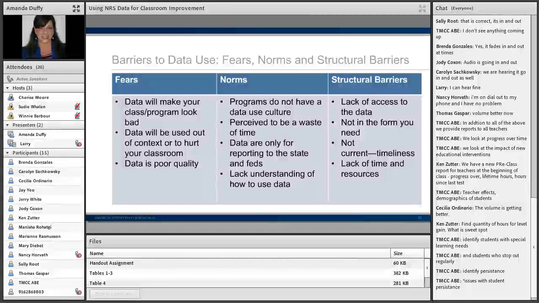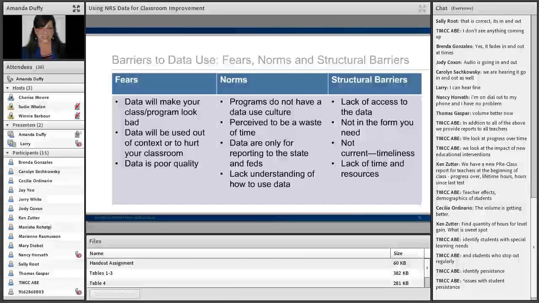So barriers to data use come in three main topic areas. We have our fears, we have our norms, and then we have our structural barriers. When we talk about fears, and I just shared my old fears with you, there's the fear data can make our classroom look bad. We just talked about some of those contradictions and some of the students who we would assume would progress, not progressing, whether it be a bad day, test anxiety, what have you. But thinking, okay, that's the official number, and that's going to make my classroom look bad even though I see the success right in front of me. There's fear that the data will be used out of context to perhaps hurt our classroom. And also there's a fear that data is poor quality.